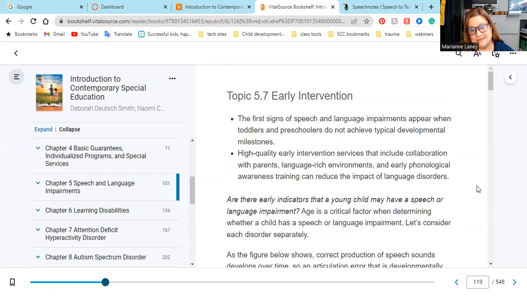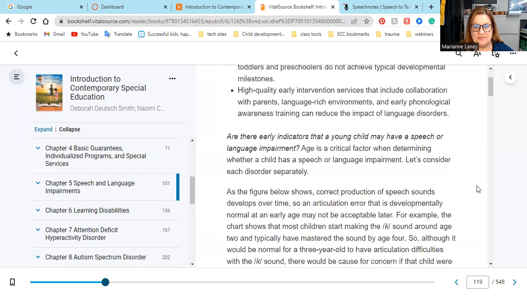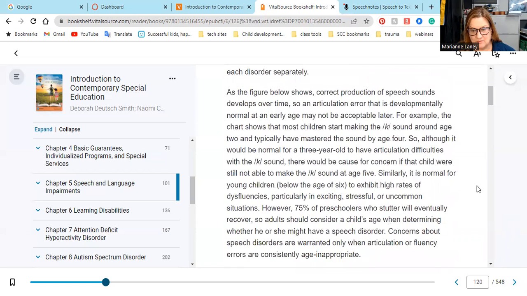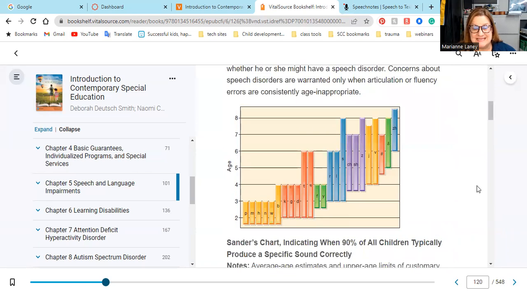Early intervention. When we have kids with speech and language challenges, we just get in there early. It's okay. Most preschools know that that's going to happen, but they just keep an eye on it. There's different assessment tools that help with that. So again, this is the actual Sanders chart. This is the sounds of the American English language.